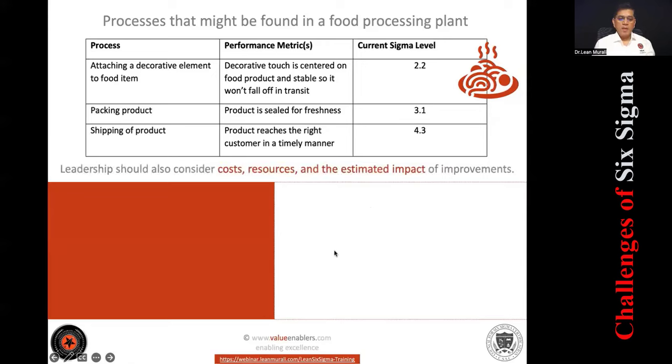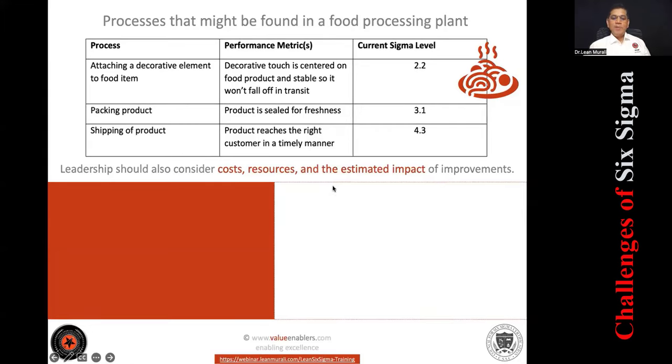Now, leadership should also consider cost, resources, and estimated impact of these improvements. So if it is 2.2, you should improve 3.1. Now my question to you is, now that you know 4.3 sigma is good, 3.1 sigma is not so good, and 2.2 sigma is very bad, which process should you improve? Please put it in the chat box. If you have to improve, which process should you first improve?